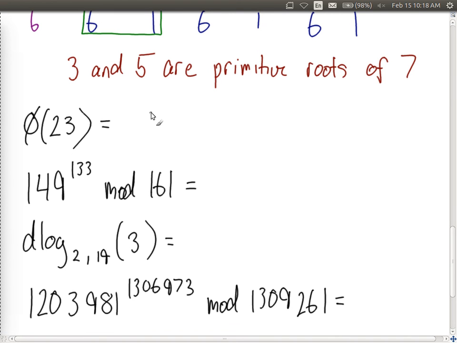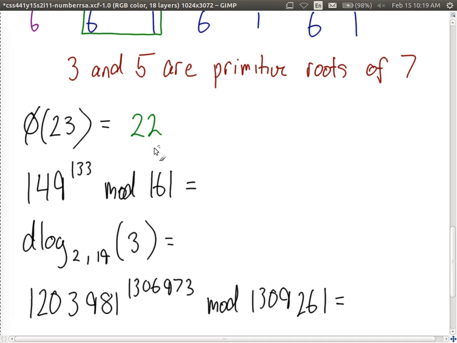What's the answer here? Why is it 22? 23 is prime. So the shortcut is, if we have the totient of a prime number, the answer is that prime number minus 1. There are 22 numbers less than 23 which are relatively prime with 23. So there's the shortcut. We recognize 23 as prime. Next one.